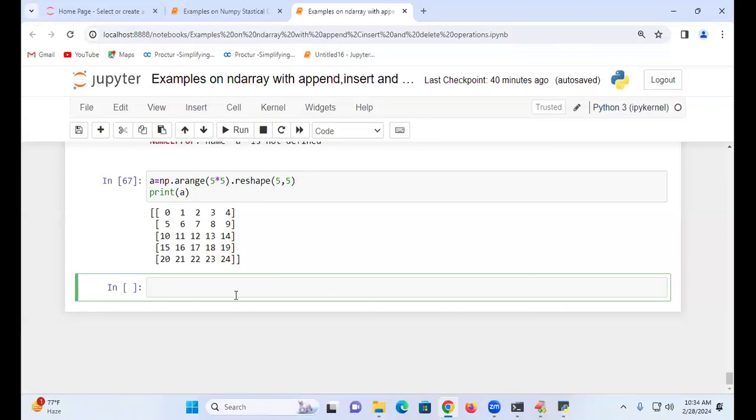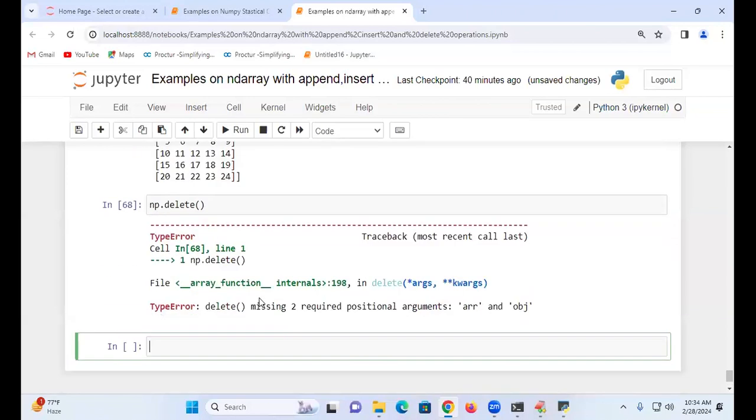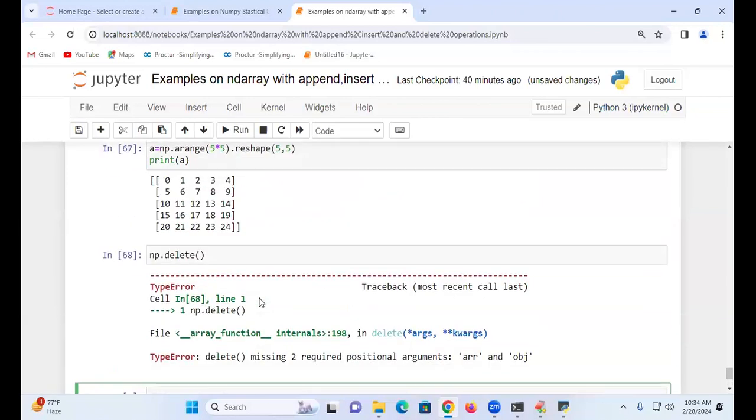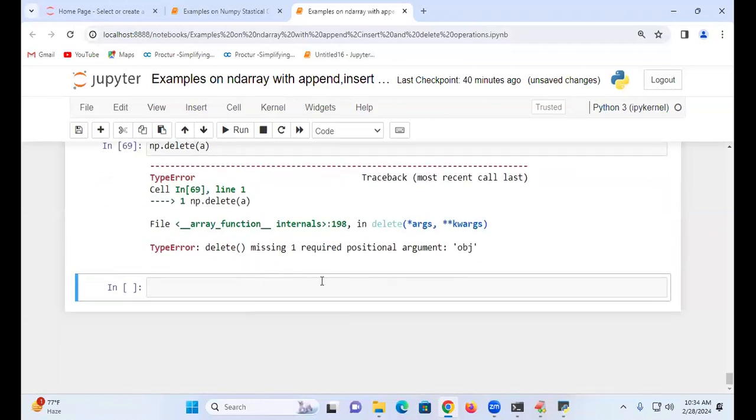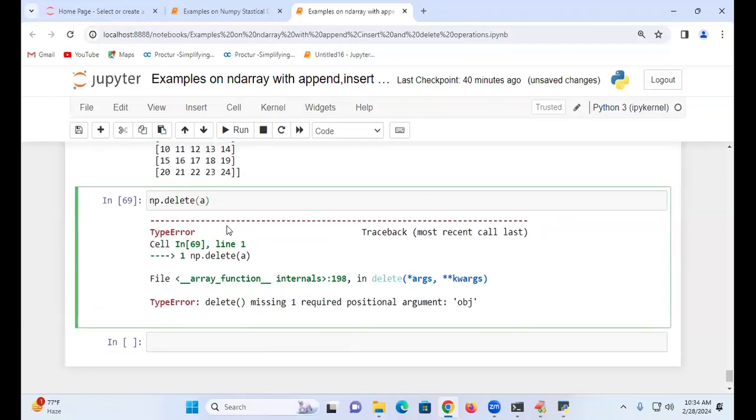Now, np.delete is saying, np.delete of what? a. See, error is coming. What is happening? Error is coming.